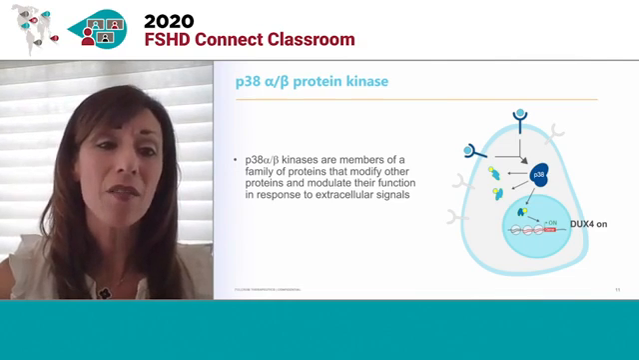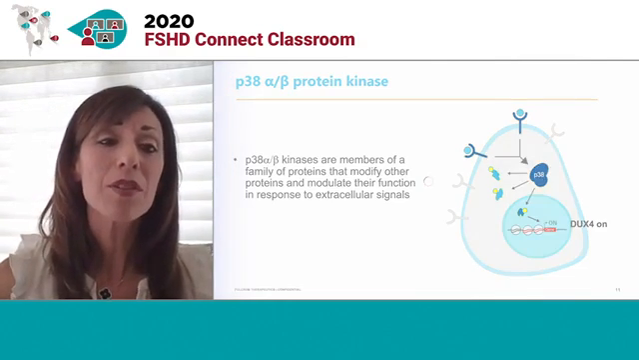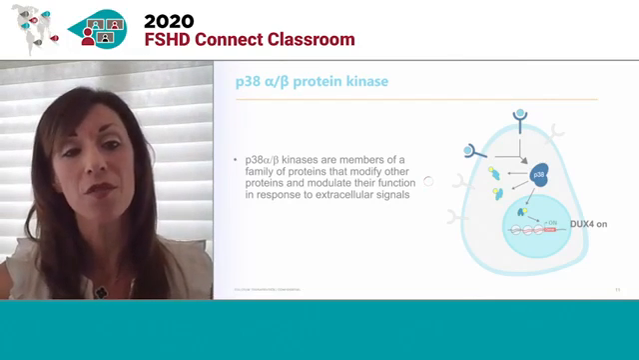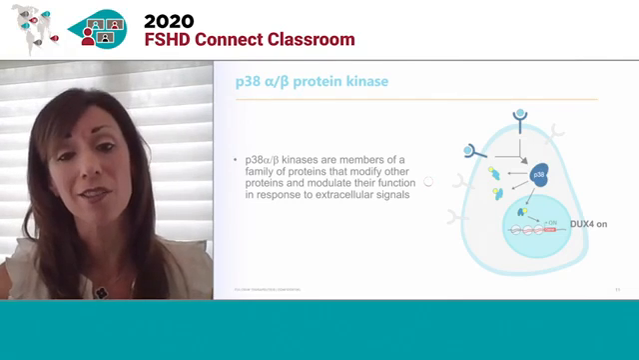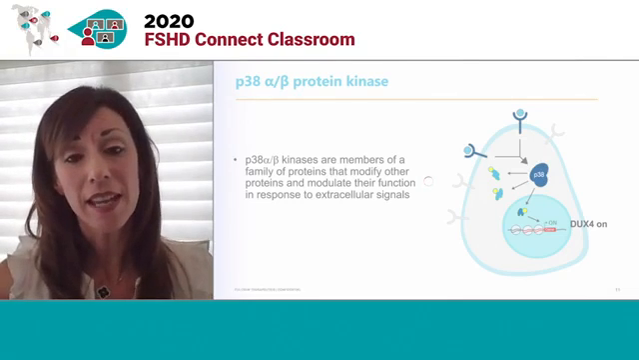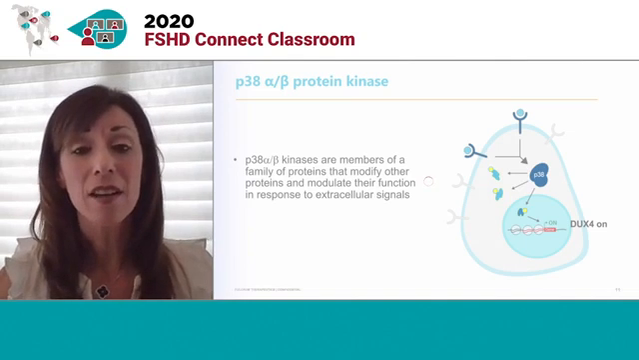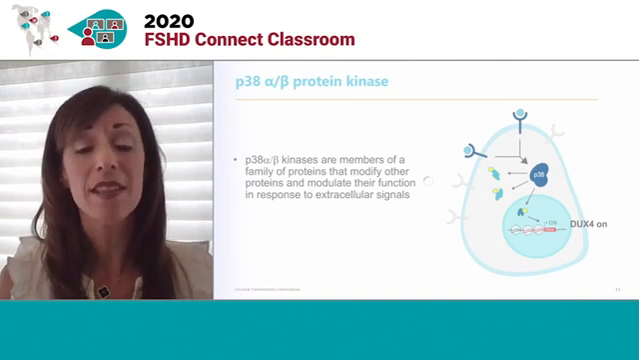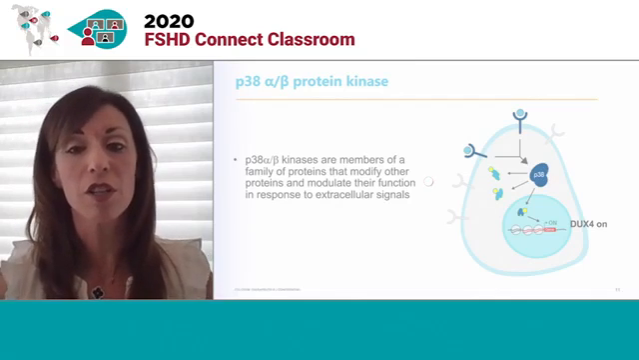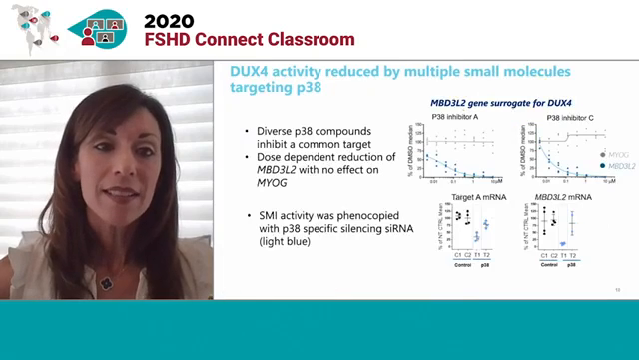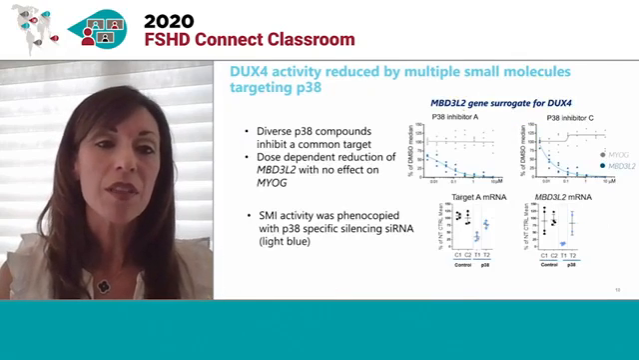And p38 alpha beta kinases are members of a family of proteins that modify other proteins and modulate their function in response to extracellular signals. So in this case, the p38 phosphorylates proteins that then regulate that DUX4 expression in the genome and turn it on, essentially. But in order to validate that, we have to take a look at the p38 pathway and its role in the regulation of DUX4 expression.